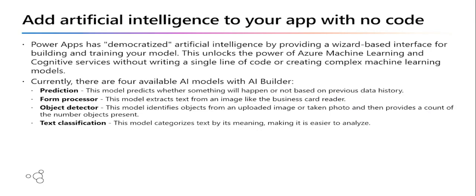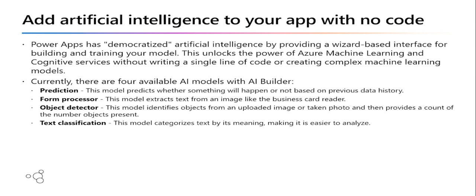The form processor model extracts text from an image like the business card reader. The object detector model identifies objects from a picture and then can tell you if it's a specific product or item. And then it'll even give you a count of the number of objects present. And finally, we have text classification, which categorizes text by its meaning, making it easier to analyze.